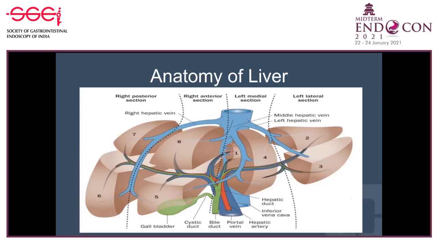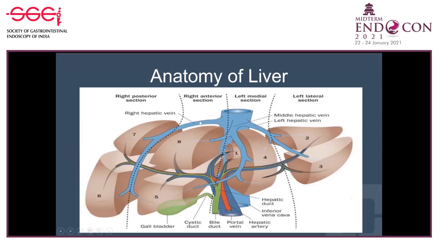This picture shows the Couinaud classification. According to the Couinaud classification, the liver is divided into 8 functionally independent segments. Each segment has its own vascular inflow, outflow, and biliary drainage. In the center of each segment, there is a branch of the portal vein, hepatic artery, and bile duct. And the periphery of each segment has a vascular outflow via hepatic vein, which drains into the IVC.